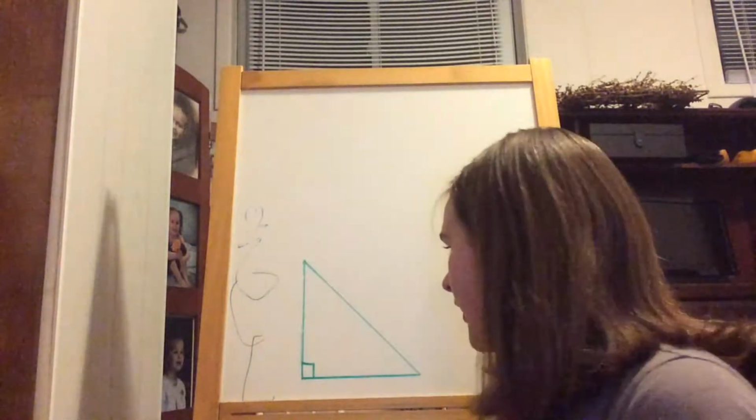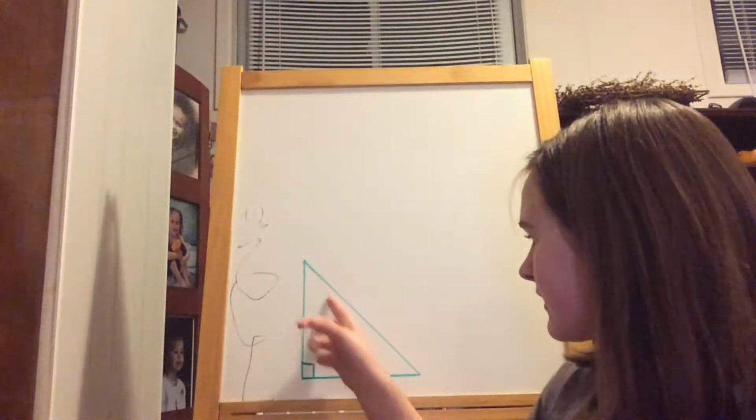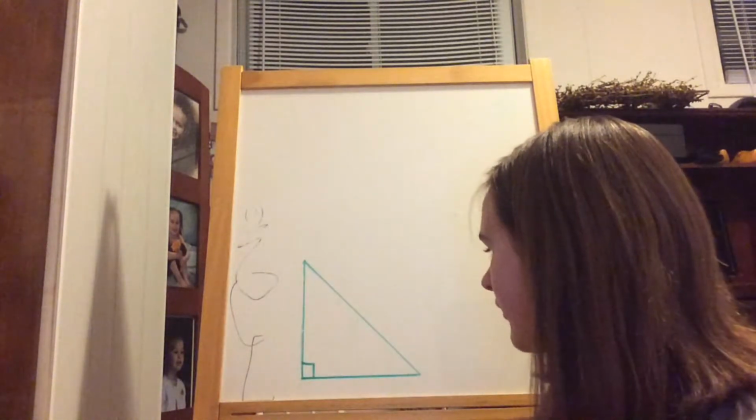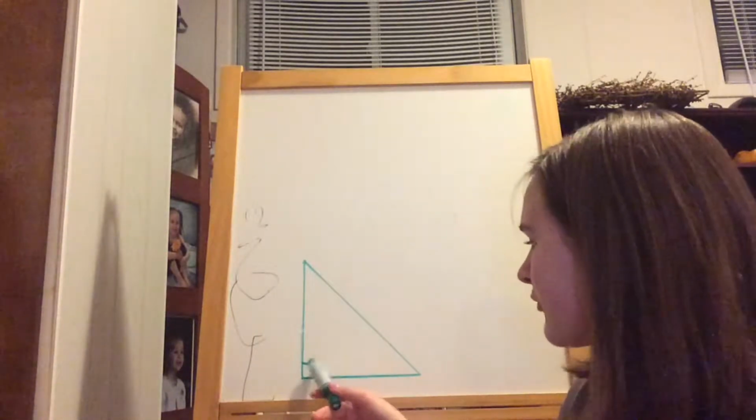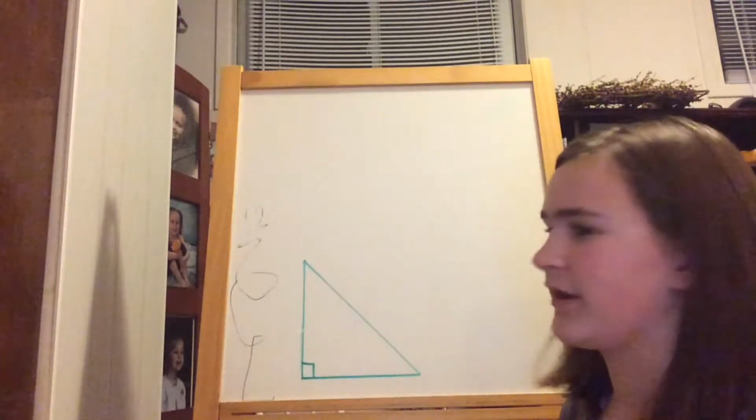Hi, today I'm going to be teaching you how to find the length of the hypotenuse in a right angle triangle. The hypotenuse is the longest length in a right angle triangle, and it is also the one that's across from the right angle and the only side that's not touching the right angle.